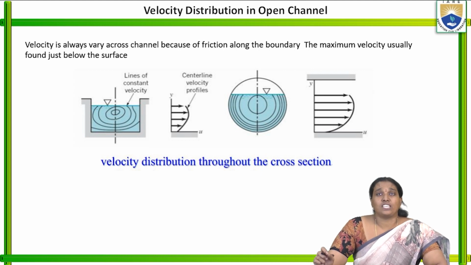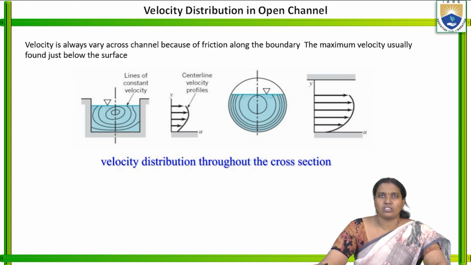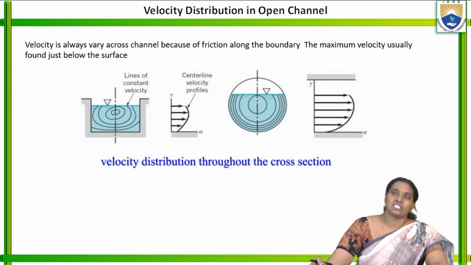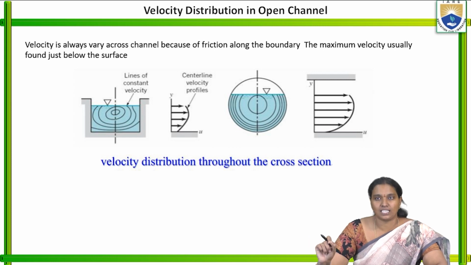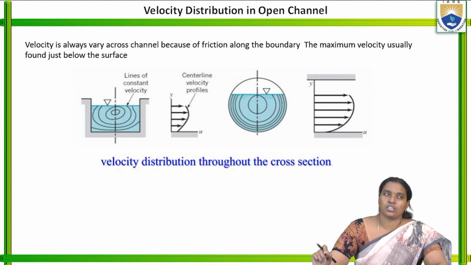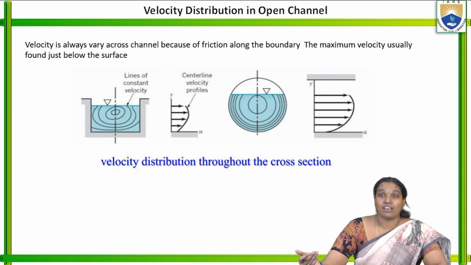Velocity distribution always varies across the channel because of the friction along the boundary. The maximum velocity is usually found just below the surface. We are considering the velocity along the flow direction for velocity distribution. The other two directions are not that significant, so we are not considering the remaining two velocities for velocity distribution in open channels.